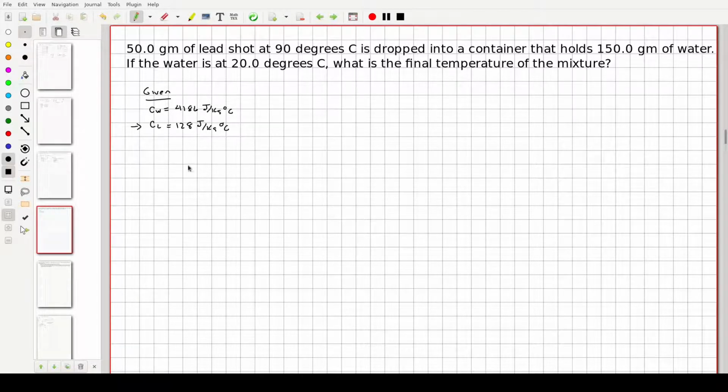Now, we also have some initial temperatures here. We have our lead shot with an initial temperature of 90 degrees Celsius. So the temperature of my lead initially is 90 degrees Celsius. The temperature of my water initially is 20 degrees Celsius. I also know that I have 50 grams of lead, which is the same thing as 0.0500 kilograms. I also have 150 grams of water.